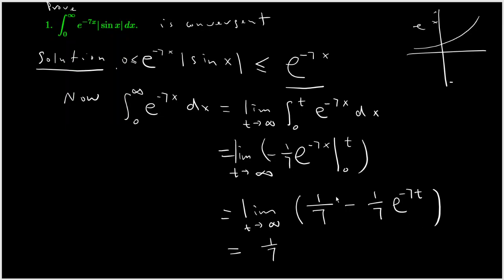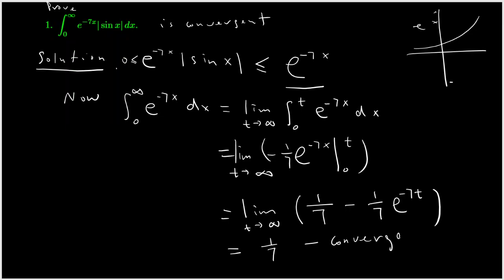I hope I'm not running too fast, but it's nothing but evaluate the definite integral. In the brackets you have what we call step 1. The answer to step 1 is inside the brackets. You take the limit as t approaches infinity. So the answer to that integral is 1/7, which means this integral is convergent.